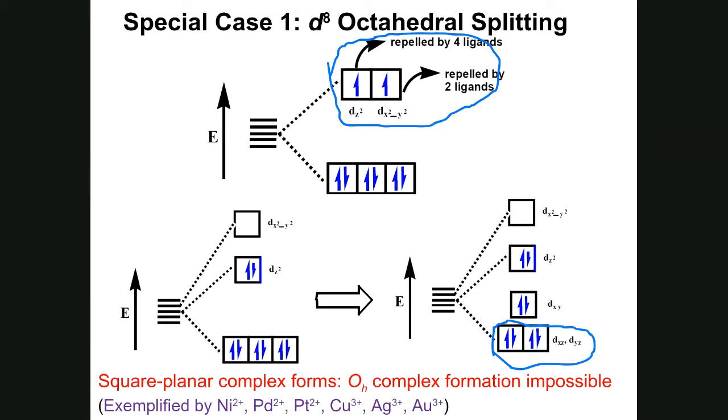And essentially, the splitting pattern that we're resulting with here is typical of what is called a square planar complex. Because in a square planar complex, you've got ligands being arranged at the corners of a square relative to the central metal.